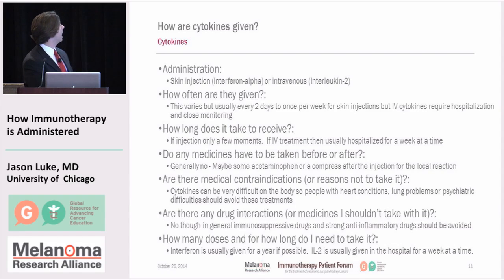And are there any drug interactions or medicines I shouldn't take along with it? Again, not particularly, but I'm trying to activate the immune system, so don't take drugs that would block the immune system. And how many doses and for how long? Well, that depends. For melanoma, if you take interferon treatment, that treatment is often given for a year if possible. Interleukin-2 therapy is usually given in the hospital for a week at a time, and that treatment is given every 12 hours, and a doctor sees how well the patient tolerates the treatment, whether or not it's working, and whether or not to give more doses.